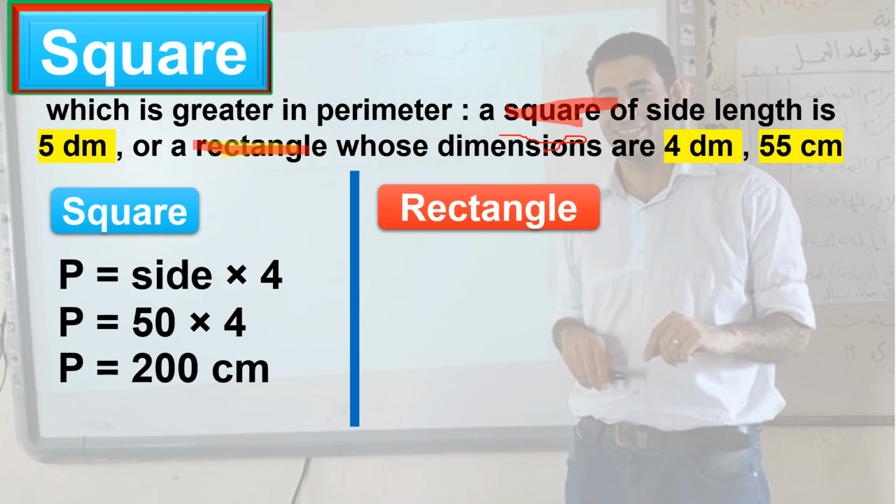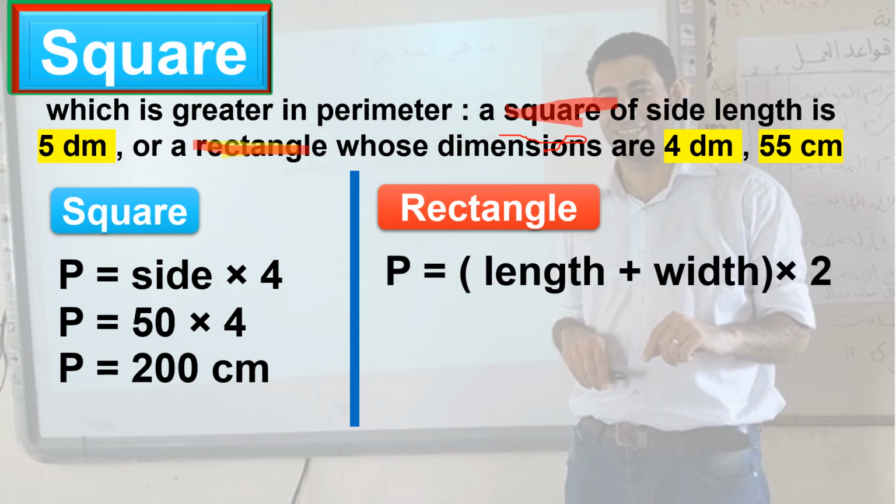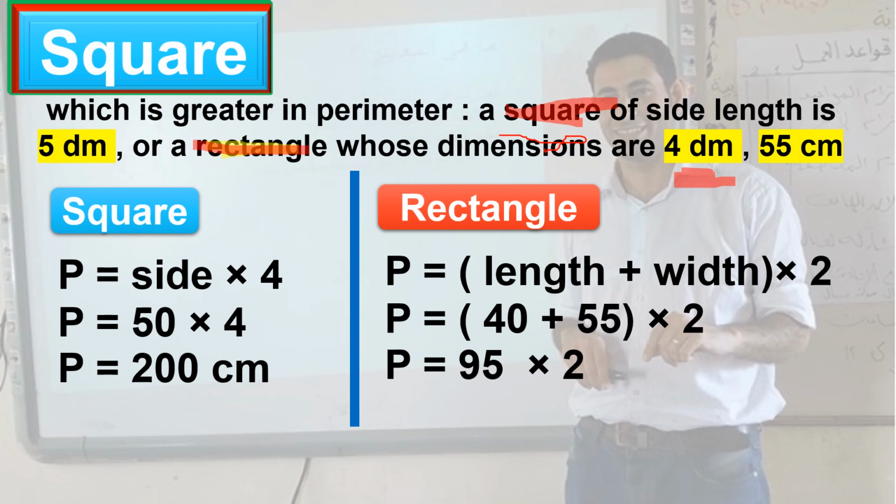Now we will deal with the rectangle. هنتعامل مع rectangle. طبعا perimeter of rectangle equals length plus width times 2. Length equals 40 plus 55 لان احنا هنا حولنا ال 4 ديسيمتر لسنتيمتر. نكمل. يبقى perimeter equals 40 plus 55 times 2. 40 plus 55 equals 95, times 2. The result will be 190 centimeters.